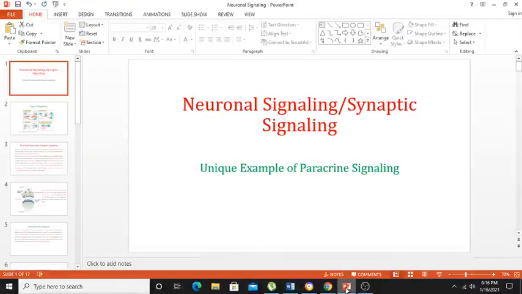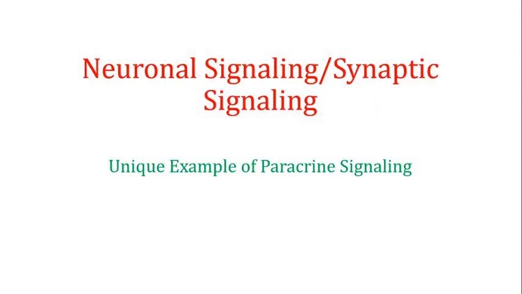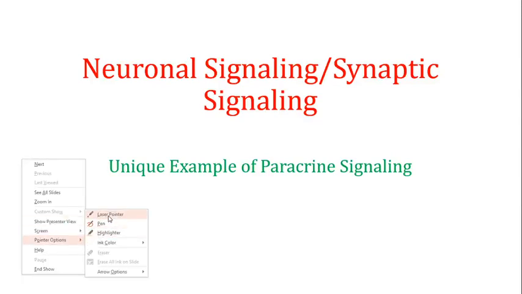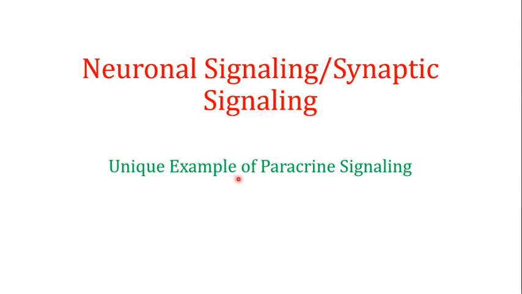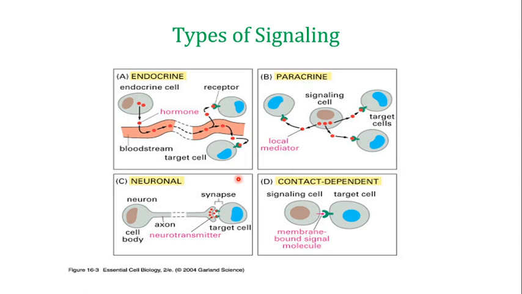Welcome back to this next video, and in this video we are going to talk about neuronal signaling, or synaptic signaling. This neuronal or synaptic signaling is one of the unique examples of paracrine signaling. Before going into neuronal signaling, I'll briefly give you an overview of the types of signaling.